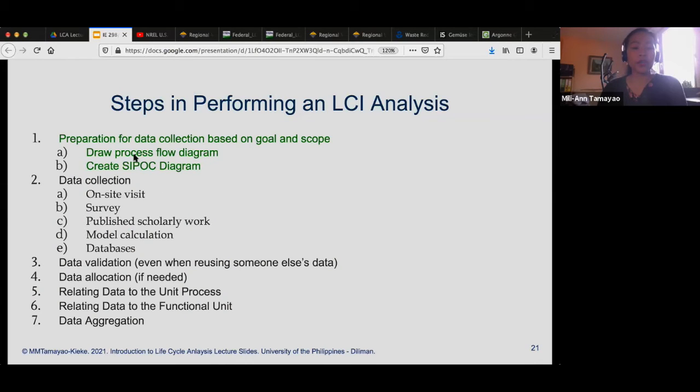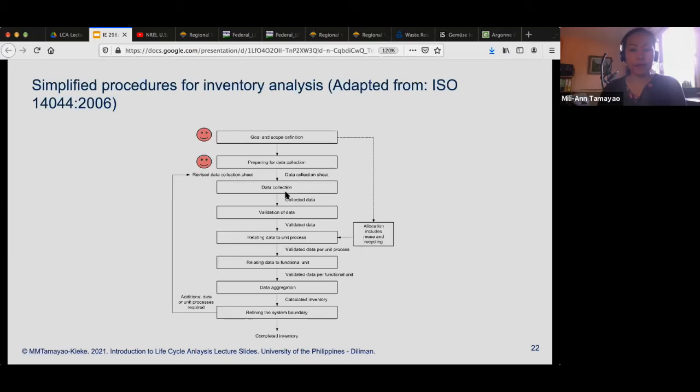So after you determine the flow and interrelationships of the different unit processes and identify the inputs and outputs for each unit process, before you proceed to actual data collection, you should have your data collection sheet already, before you go to the site, for example, or before you start scouring the net for sources, and so on, so that your data collection process is more organized. All right, so we're done with these two. Let's now move on to data collection.